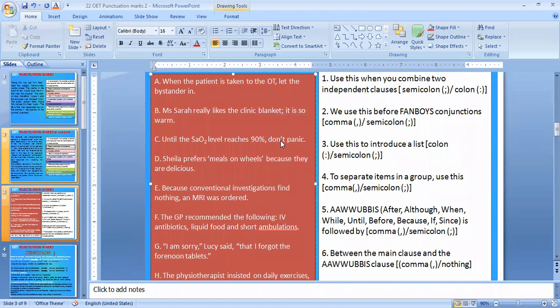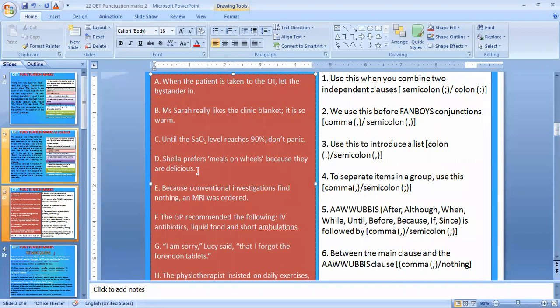Number C: until the saturation of oxygen level reaches 90%, don't panic. Which rule? Number 5 again. Why? Because 'until' is here. Our adverbial clause is starting the sentence, and so there is a comma after 90%. Very good. I'm very happy my students know it. Number D, read number D.